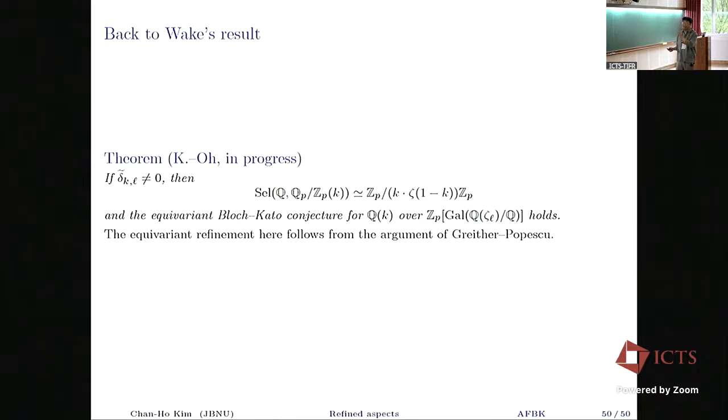So this is a kind of refinement of Wake's theorem. Comparing with Wake's theorem, what we've done is that we only need the non-triviality of this guy. And what do I have? I have the cyclicity of this Selmer group, and we do not need the principality of I naught. But also an equivalent Bloch-Kato conjecture follows. It's this equivalent refinement. We can utilize the argument of Greither, properties Q. And so this is the thing I got. So this is everything I prepared. Thank you very much.